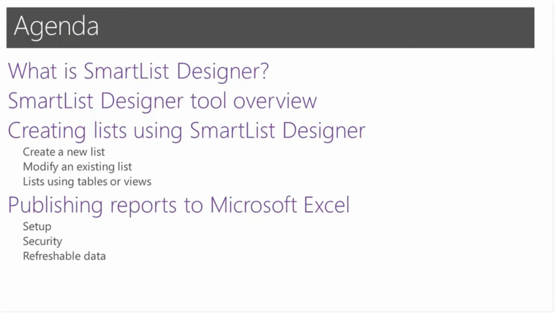Then we'll also talk a little bit about a designer tool overview. So we'll look at the tool, walk through each of the different sections within that tool, and talk about how those parts will allow us to create different types of smart lists within the GP product. During the session, I'll do a demo on how to create different lists using the SmartList Designer tool. We'll talk about how we create a brand new list. We'll also talk about how you can modify an existing list. And then we'll talk about creating lists using a view as well.